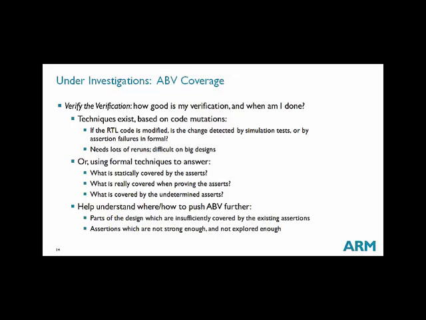For formal ABV, we are looking at coverage in terms of what the assertions cover statically in the design, so what is in their cone of influence. Also, what is covered when we prove an assertion, because sometimes we think that an assertion is very good, but actually the proof itself is very simple, and we don't need the full design. So we can measure that. And also, if we have only a partial proof, we can measure what we really cover.